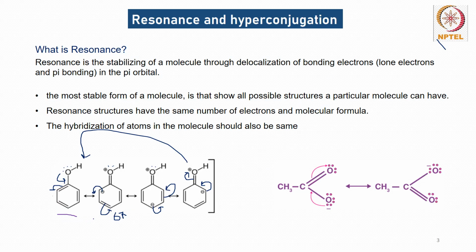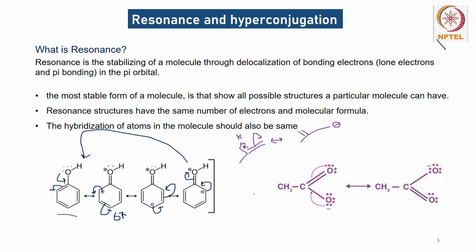Then we talked about hyperconjugation. What is hyperconjugation? The non-bonding resonance of the C-H bond. If suppose this type of system is there, there are H's. This H is involved in resonance with this double bond. This type of non-bonding resonance is called a hyperconjugative structure. Okay, this is called hyperconjugation.